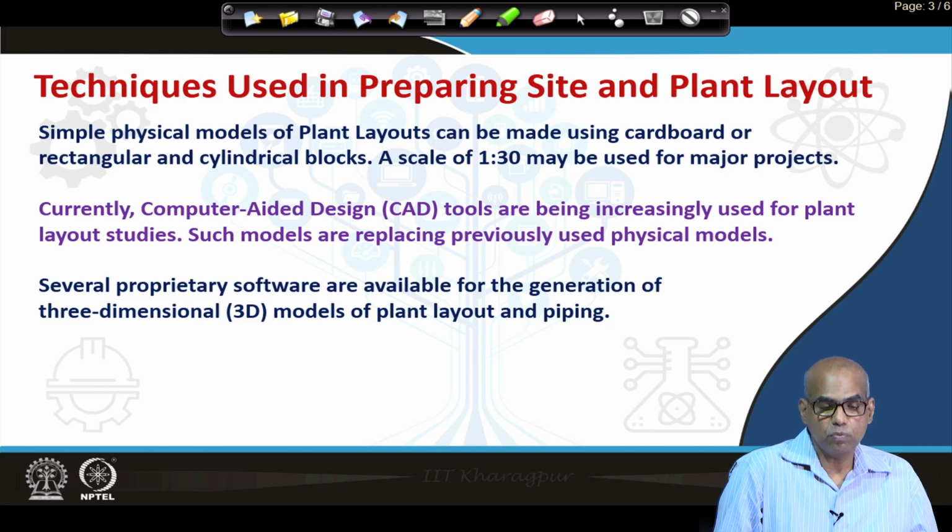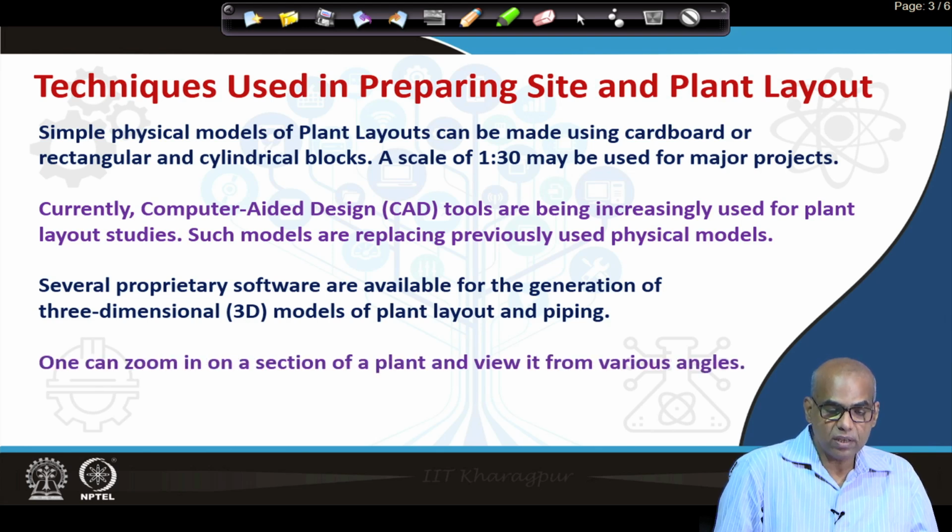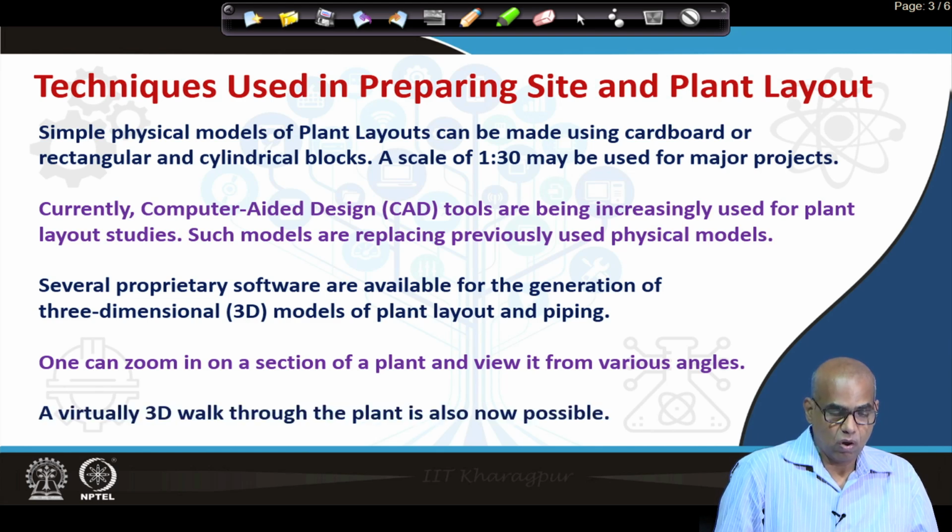Several proprietary software are available for the generation of three-dimensional models of plant layout and piping. One can zoom in on a section of a plant and view it from various angles. So, that way it becomes very convenient. Also, a virtual three-dimensional walk through the plant is now possible.